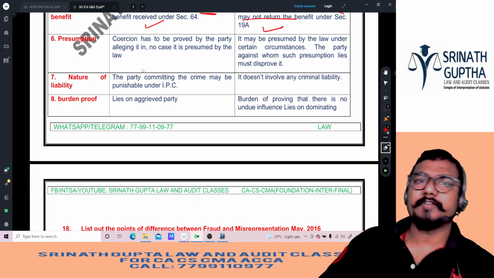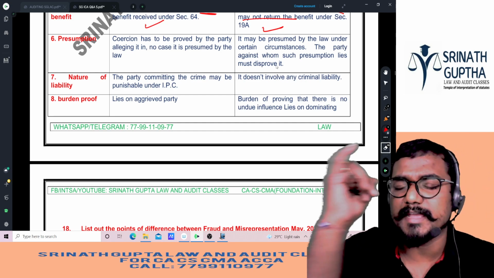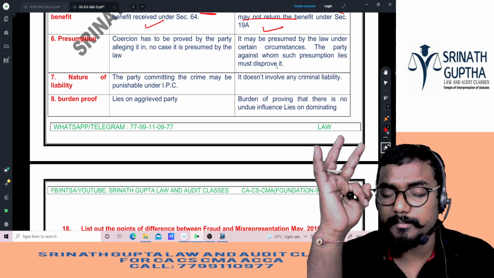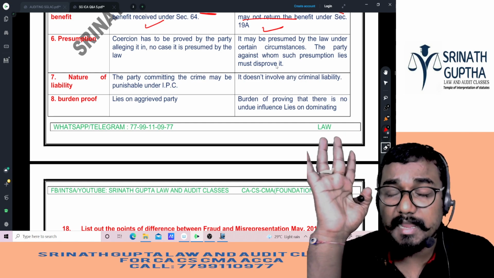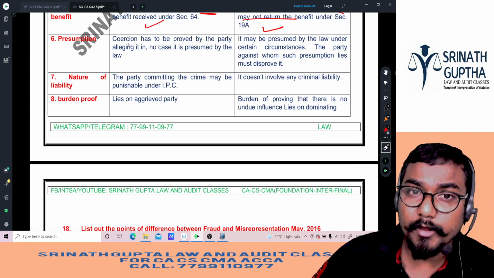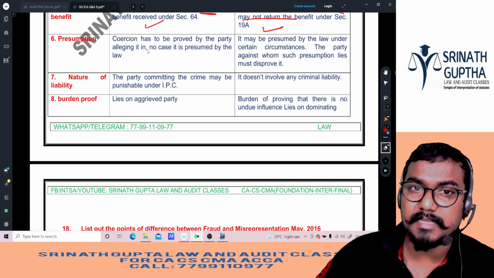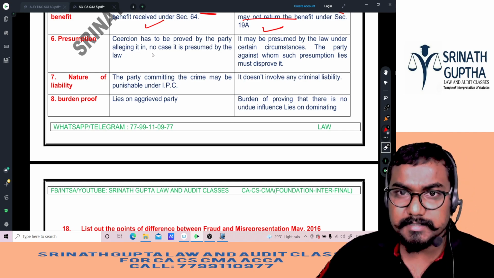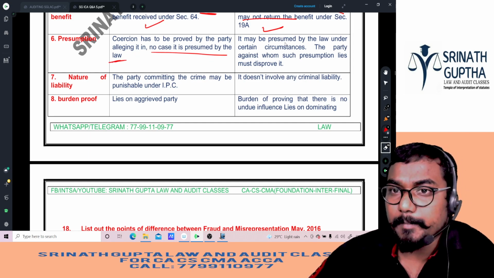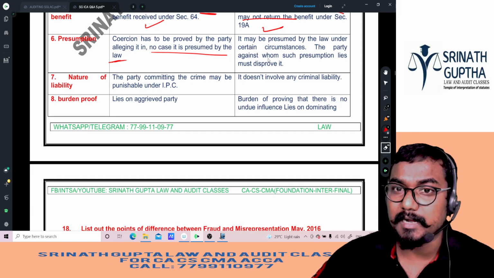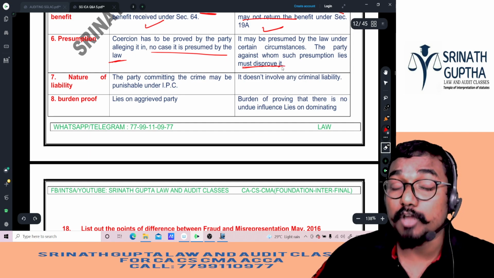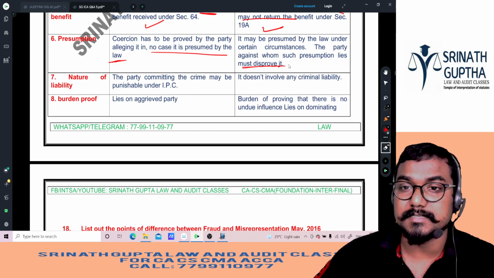Presumptions. There is no presumption in coercion, but there is a presumption of undue influence in case of real and apparent authority, fiduciary relationships, mental or physical stress, and unconscionable transactions. In these four cases, there is a presumption of undue influence. So coercion has to be proved by the party alleging it. In no case is it presumed by the law. So there is no presumption of coercion. You have to prove it. But undue influence may be presumed by law under certain circumstances. The party against whom such presumption lies must disprove that. That is, the dominating party has to prove that there is no undue influence.